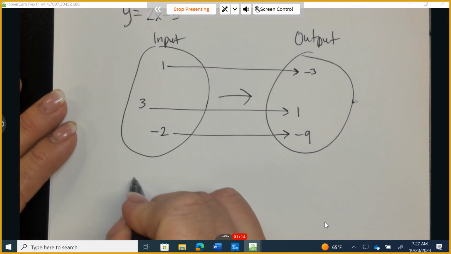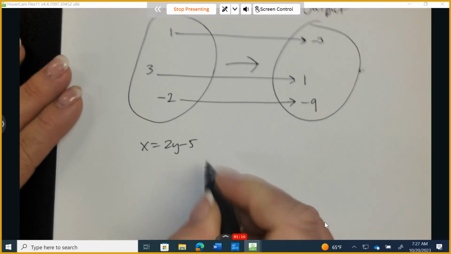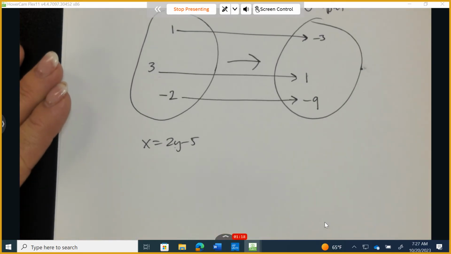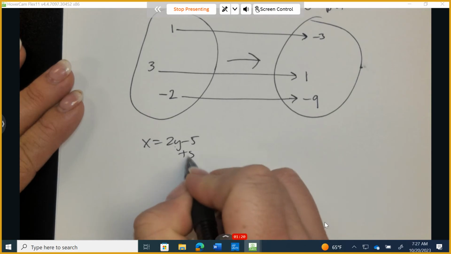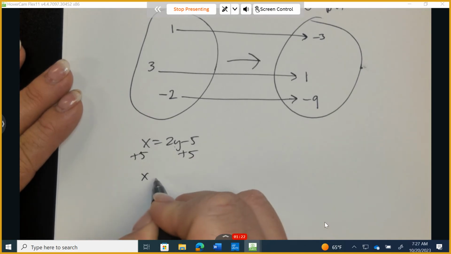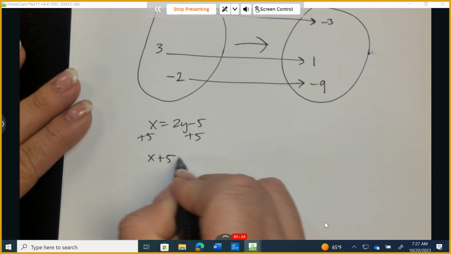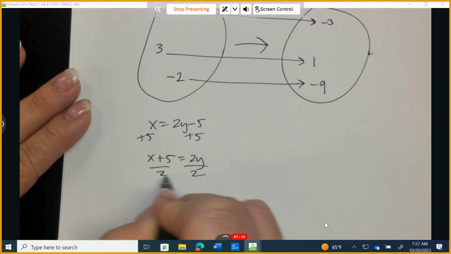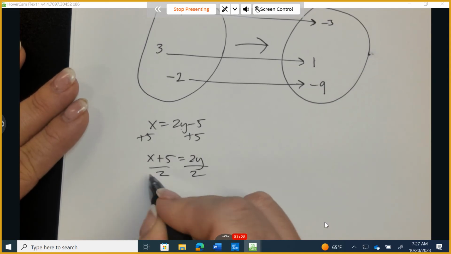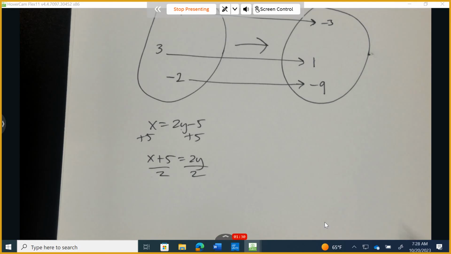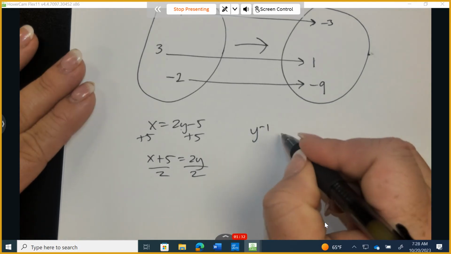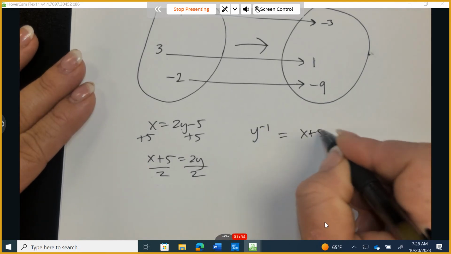So I switch the x and y. x equals 2y minus 5. You're welcome just to watch. And now I need to solve for the y. So I'm adding 5 to the opposite side. I have x plus 5 equals 2y. I'm dividing by 2. I could write this as 1/2 x plus 5/2, but you know what? That's making it too difficult. So I'm just going to write it like this: x plus 5 over 2.